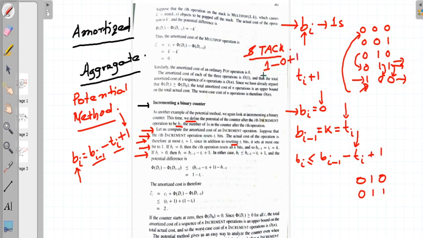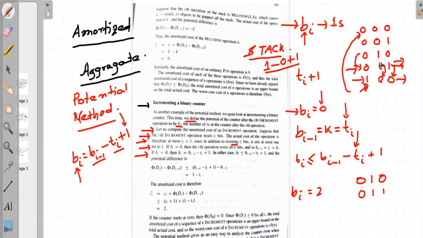So in this case, b_i is equal to this. How many ones are we having after the increment operation? b_i equal to 2. Okay. So this 2 and this 2 we are having equal. So in this case it is equal, right?